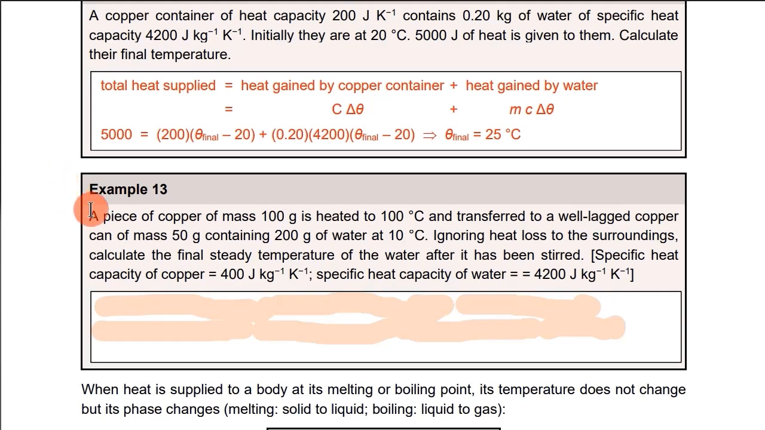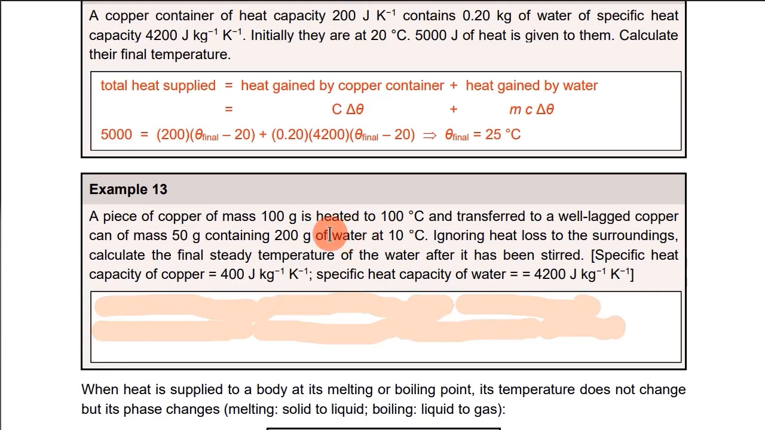Example 13. A piece of copper of mass 100 gram is heated to 100 degrees Celsius and transferred to a well-lagged copper can of mass 50 gram containing 200 gram of water at 10 degrees Celsius. So we see that there's a hot piece of copper at 100 degrees Celsius. It's going to be put inside cold water. The water initially is at 10 degrees Celsius.